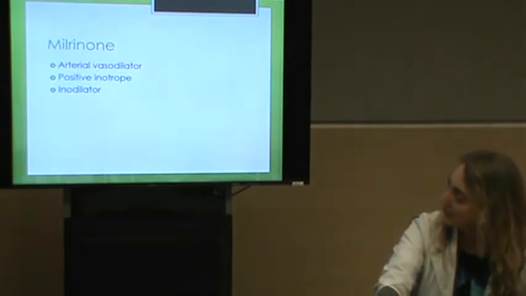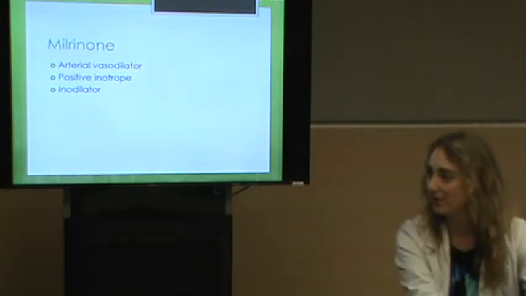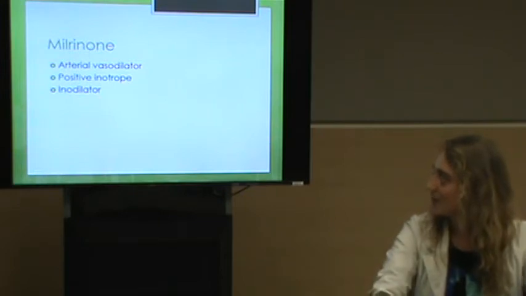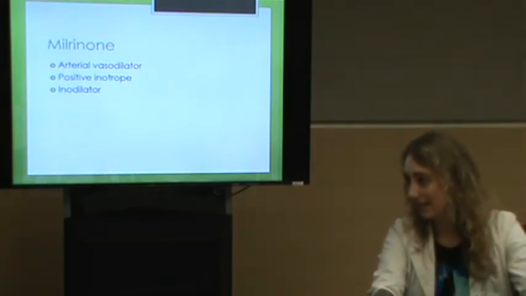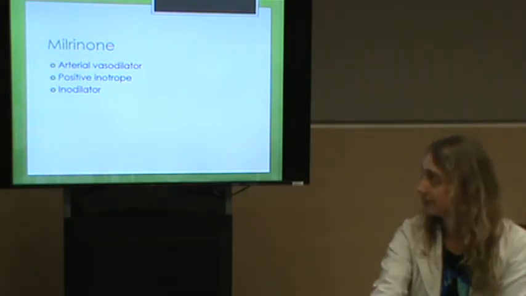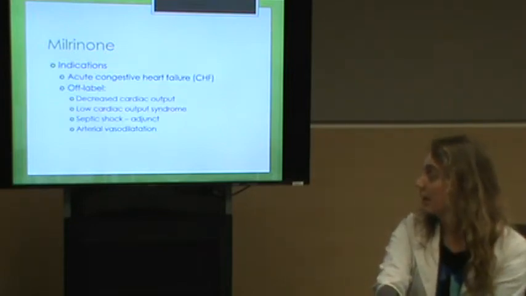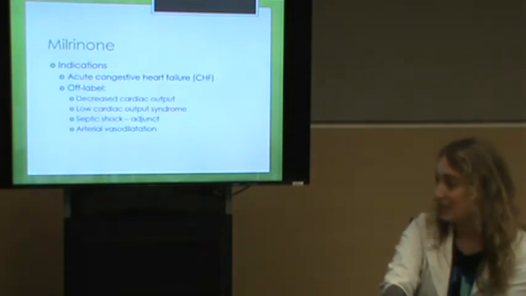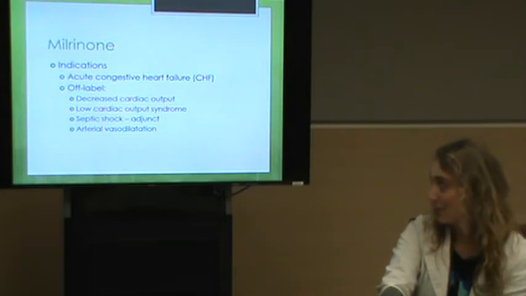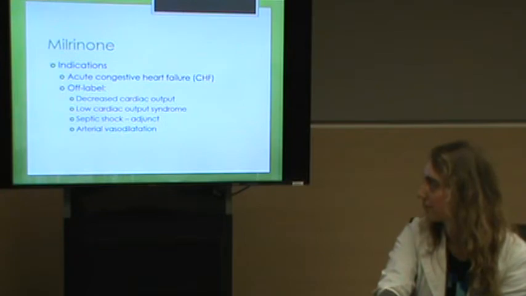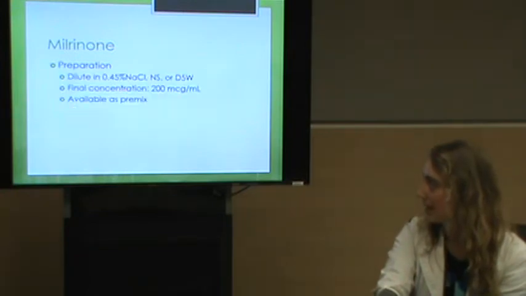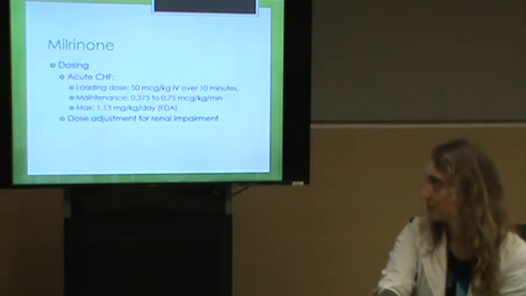Now, milrinone is the one that fits in that really odd category of inodilators. So it is an inotrope, and it is a vasodilator, so they meshed those two together. In terms of indications, the only indication it's labeled for is acute CHF. So it has some other uses, but that's the only one that the FDA labels it for. Again, this is available as a premix.